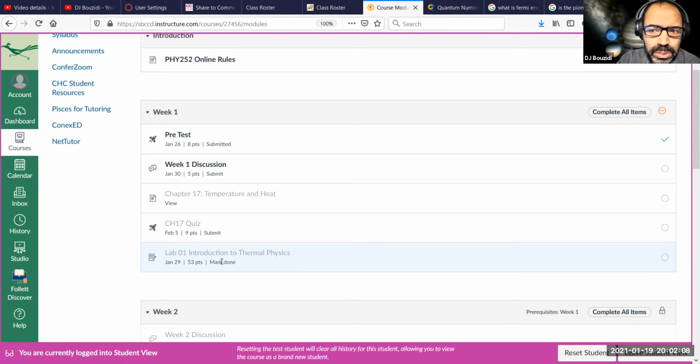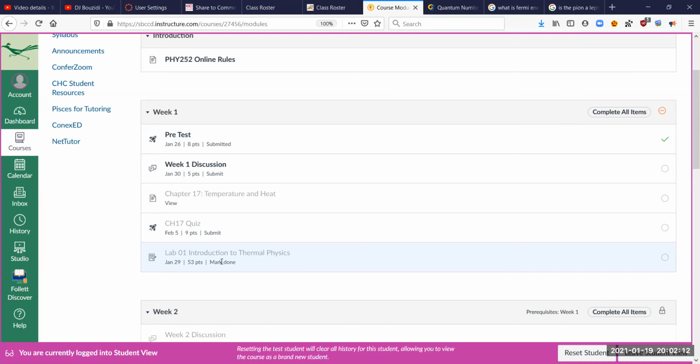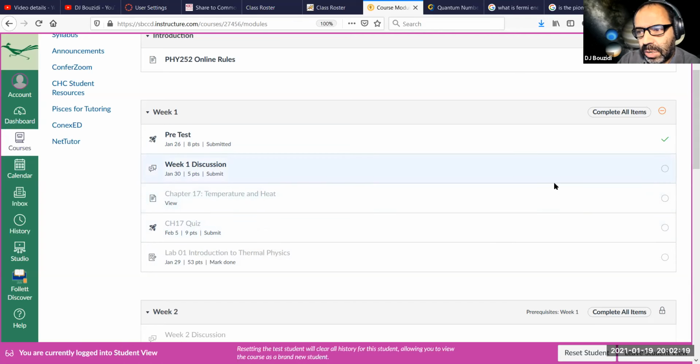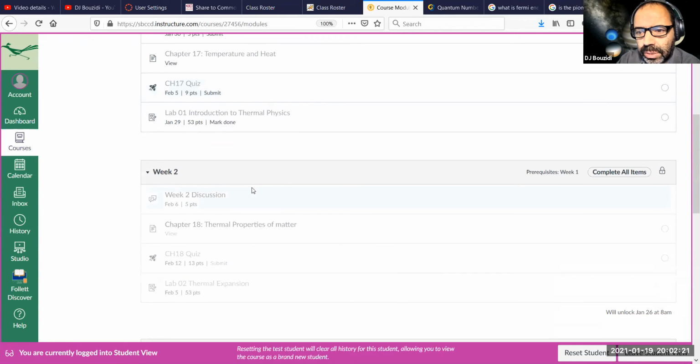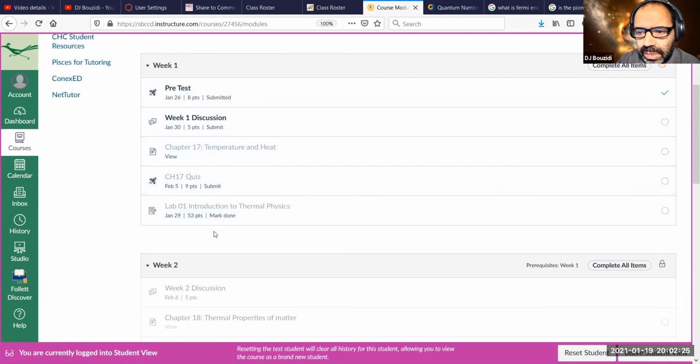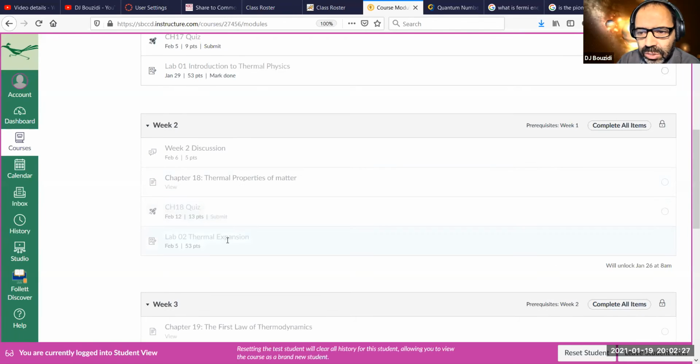Does this answer your question, Robert? Once you get there, you're going to see exactly. Sorry? I got it now. I have to finish up first. Yeah, so you have to finish them in sequential order in order to get to it. The same thing with the week after, with the exception of the pretest, it's going to be the same format. Before you get to lab 2, that's what you have to do, okay? You have to do all of this in sequential order, okay?